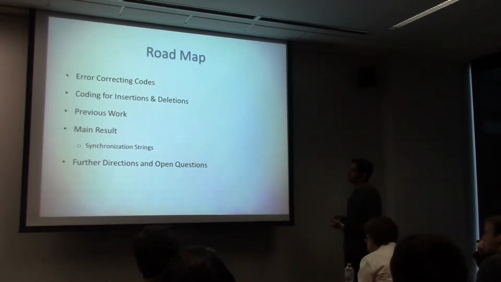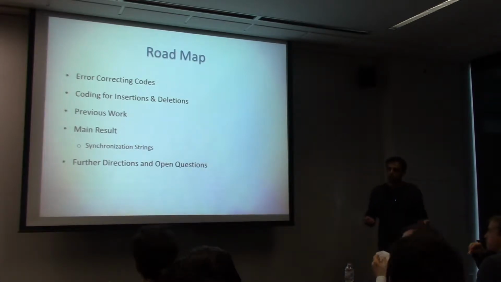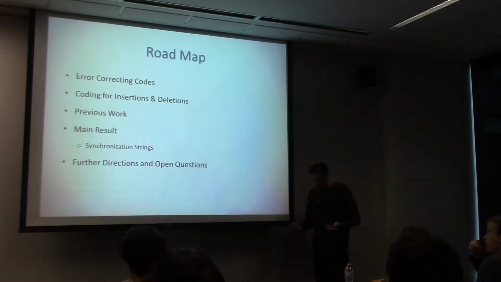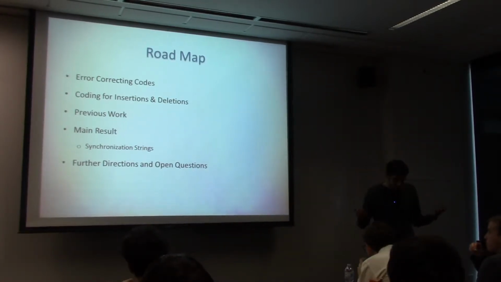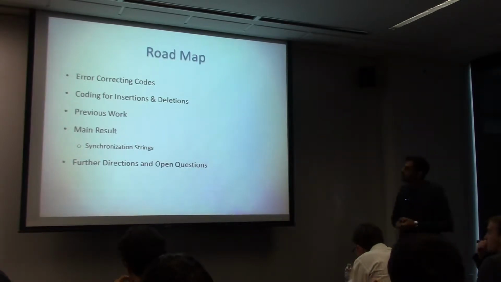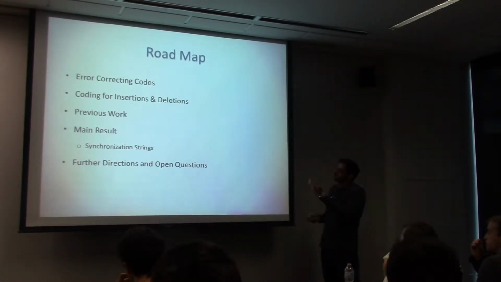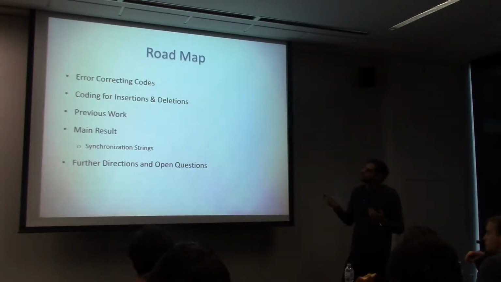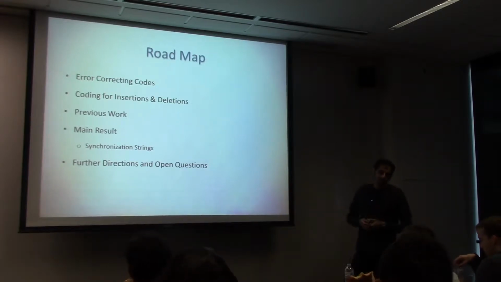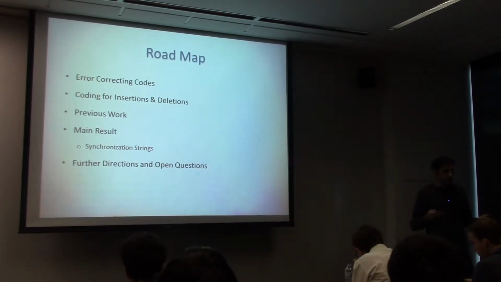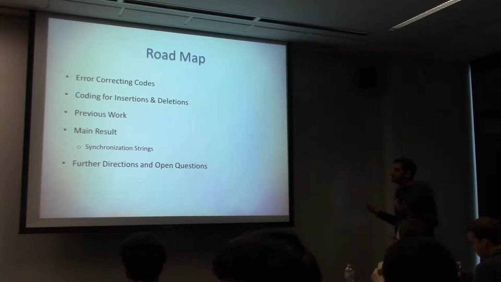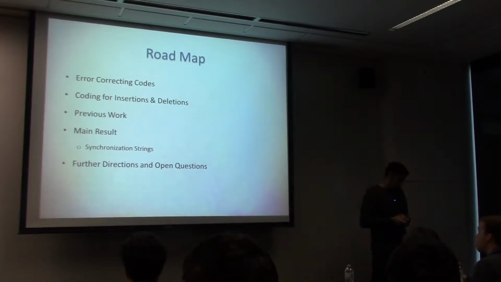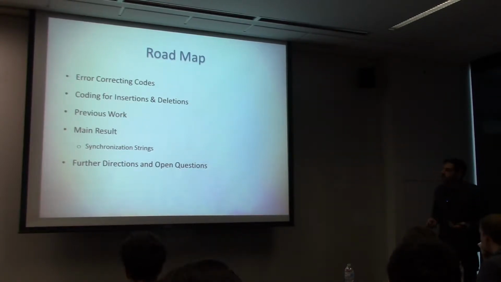I'm going to start with a very thorough introduction to error-correcting codes, say what error-correcting codes are. Then I'm going to introduce a variety of that problem with this coding, which is coding for insertions and deletions. Then I'm going to review the previous work on both of these areas. Then we will proceed to the main results of today's talk, which is on codes for insertions and deletions, during which I will introduce what synchronization strings are. And I'll conclude the talk with some further problems and directions that you can use synchronization strings in to get better results.